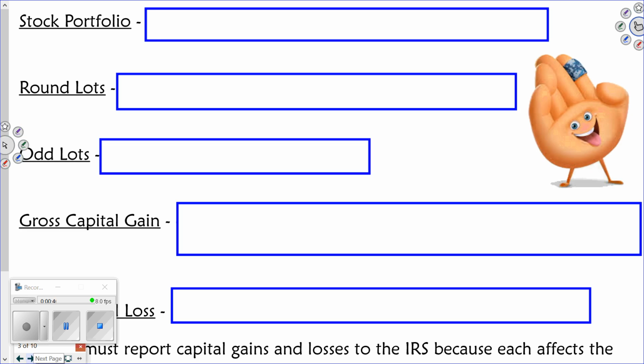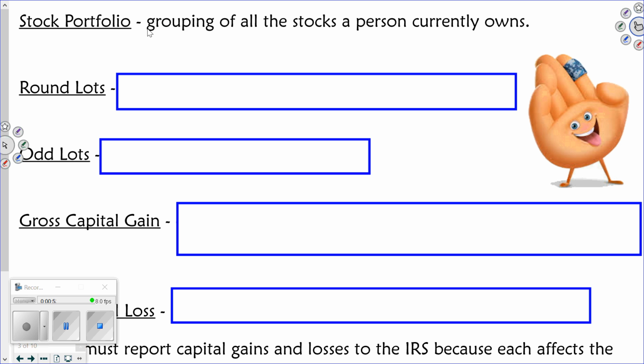All right, so a lot of vocab. So stock portfolio, that's a grouping of all the stocks that someone owns. I'm sure you've heard people reference their stock portfolio, how much they're worth. It's just talking about all the stocks a certain person owns, putting them all together.